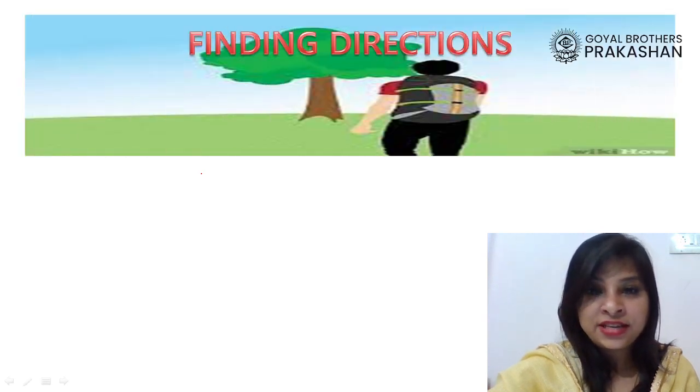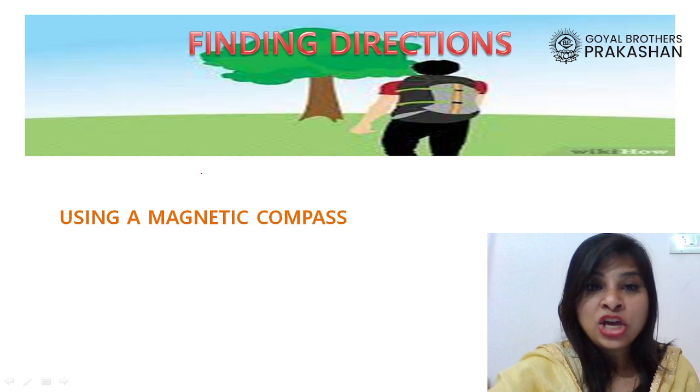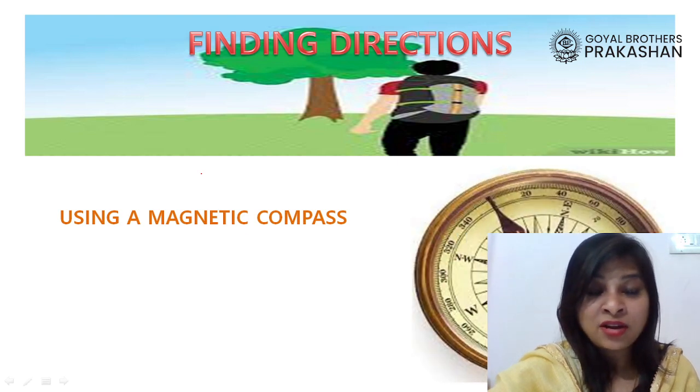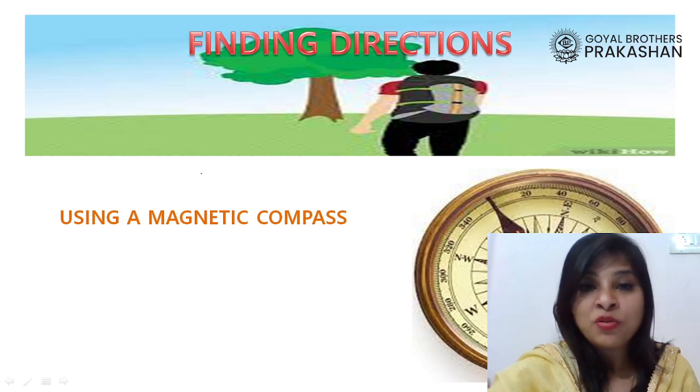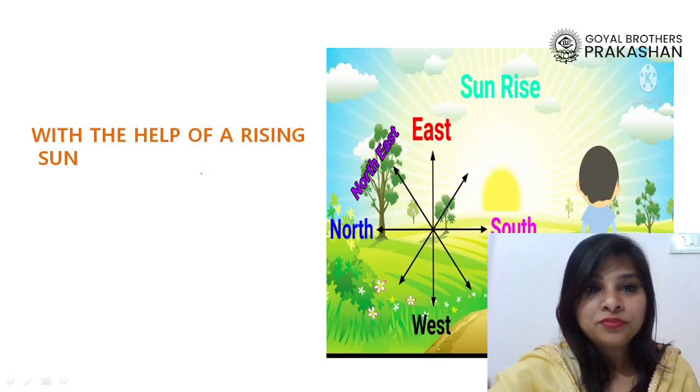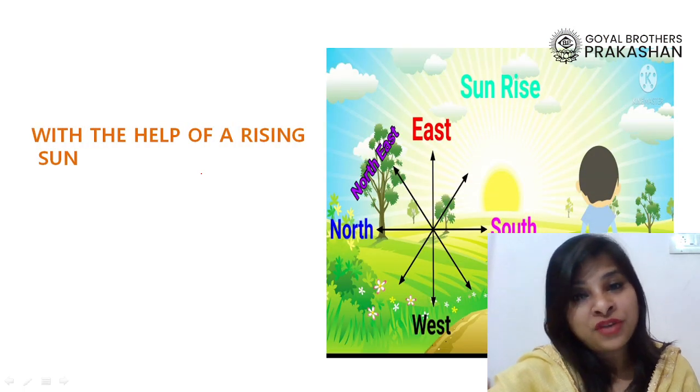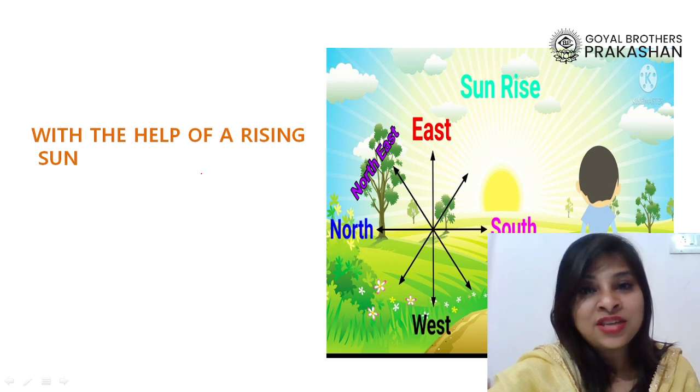Now finding directions. How to find? Using a magnetic compass. Now, compass we all have seen. You must have seen a compass, or you know what a compass is or how it looks. So we find the direction using a compass. With the help of the rising sun. The sun rises where? The sun rises in the east.